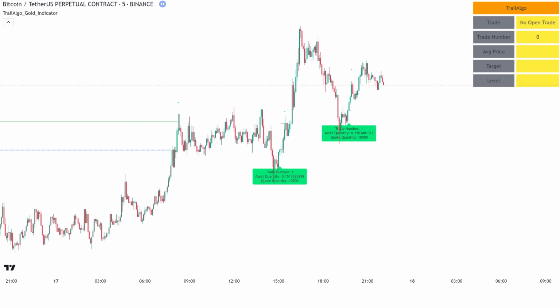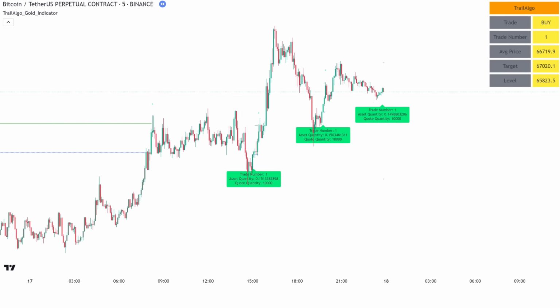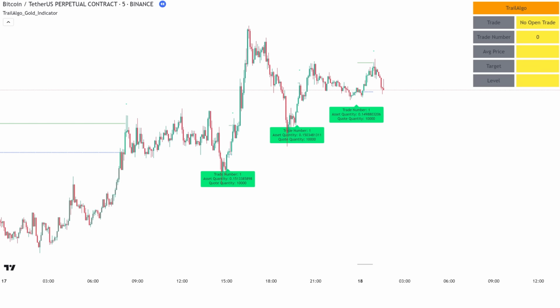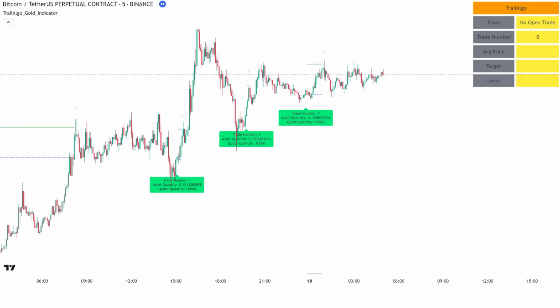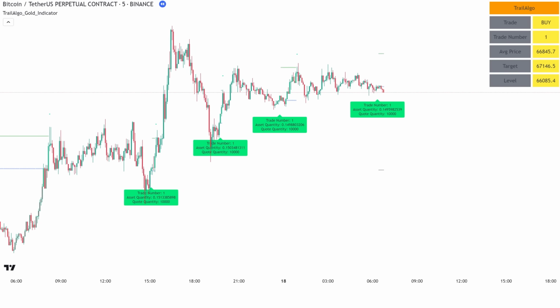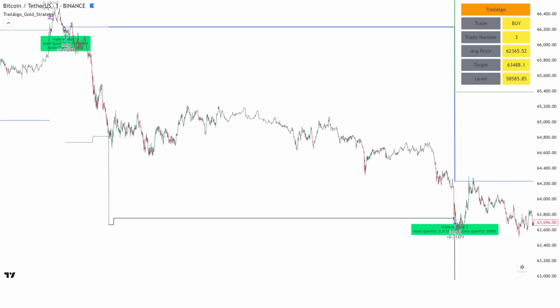TrailAlgo is a great tool for using dollar cost averaging. It helps you figure out when to buy more shares and when the price might go back up. TrailAlgo looks at market trends and patterns to tell you the best times to invest more money. Let's look at a chart to see how this works. On this chart, you can see how TrailAlgo suggests entry points for dollar cost averaging.